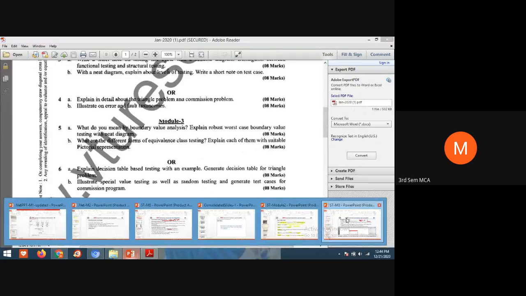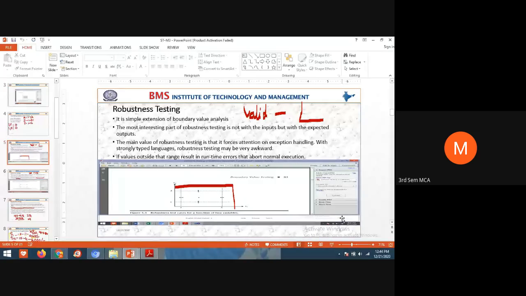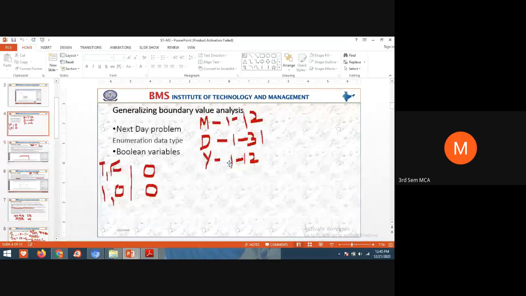For special value, I gave the example of the VTU exam. Generally three hours will be given to all the students. If any student is handicapped or any critical case, then extra time will be given. So that is a special case. When you are implementing that type of special case in your software, then we have to write the test case for the special case also. So how do you implement special case testing?